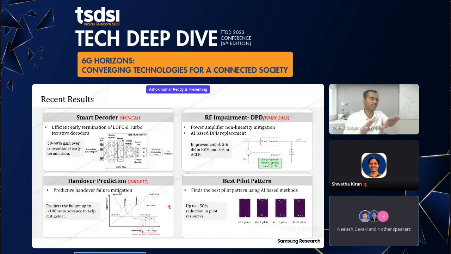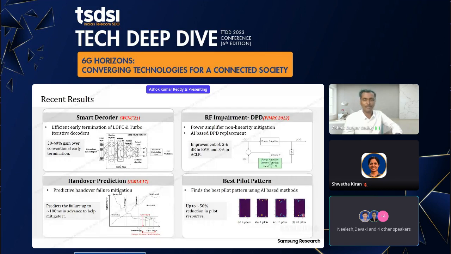First time we tried to apply. This was the problem we tried. Here is where we tried to predict a handover in advance. Okay, this actually gave very good results there. We were able to predict the handover failure quite in advance. This is one of the use cases that hopefully RAN2 will study in release 19.